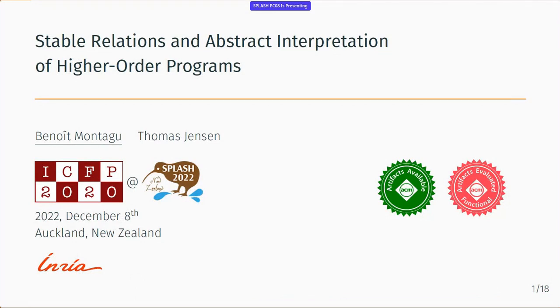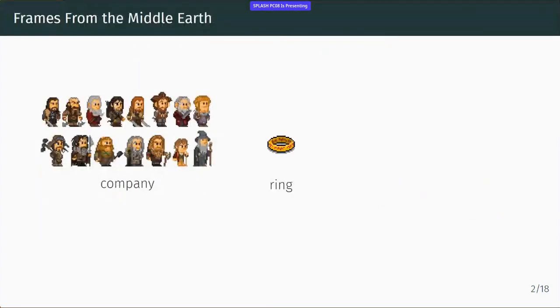This is joint work with Thomas Jensen from INRIA, and this deals with the interpretation of higher order programs. Since we are at this event, I tried to find a specific example that you might all know. How does it work? This way.